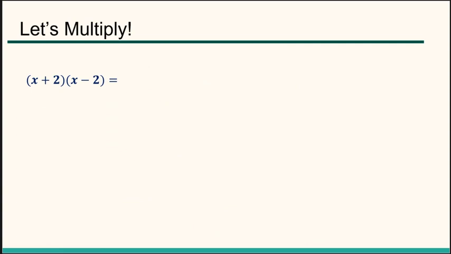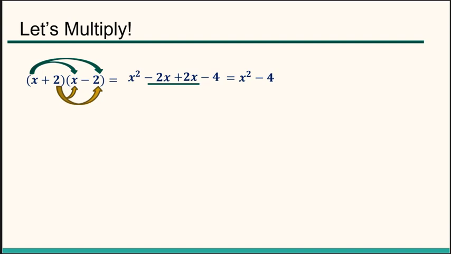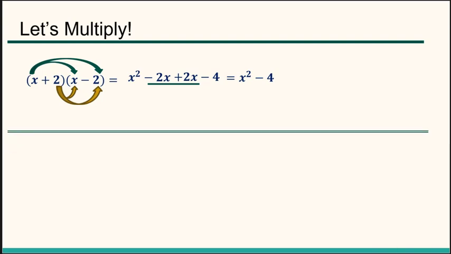Let's look at this wonderful little goodie, x plus 2 times x minus 2. Now, we looked at this last time, but it's a special product, so let's look at this. Distributing the x, we will get x squared minus 2x. Distributing the 2, we're going to get plus 2x minus 4. Look at those common middle terms. And then we end up with x squared minus 4, because a minus 2x and a plus 2x, that's 0.